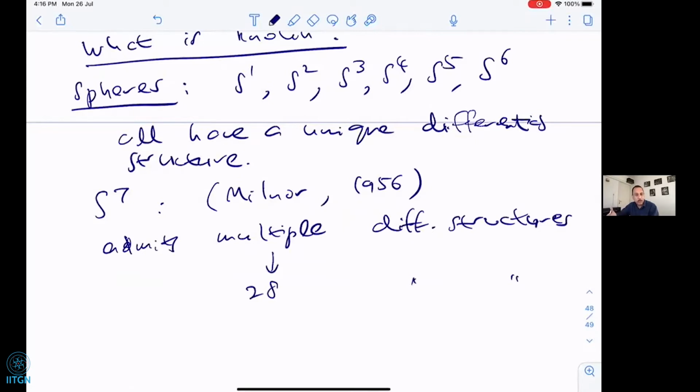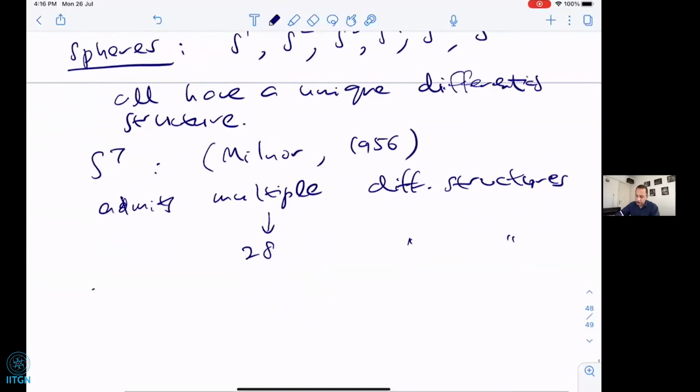This is just to show you that we can't just look at this definition and guess off the top of our head whether there will be or won't be multiple differentiable structures. So S1 up to S6 all unique. S7 has this. S8 is again unique. S12 is again unique, excuse me. So there's a certain set of numbers for which it's known that the sphere has a unique differentiable structure. There are others for which we know that there's more than one, but we don't know how many, and so on.